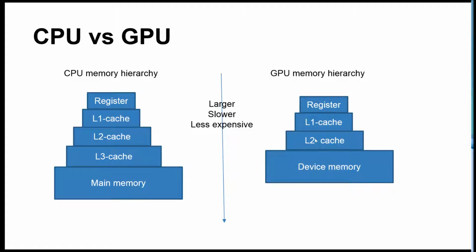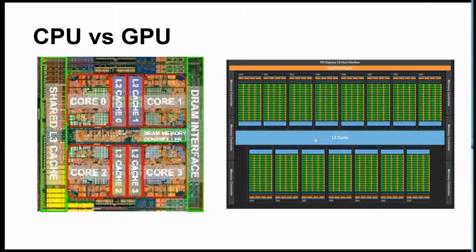We are very familiar with the memory hierarchy of CPU. A CPU has registers on the top, and then 3 levels of caches, and then main memory at the bottom. As we move down from the top to the bottom, each level of memory is getting larger, slower, and less expensive. A GPU has a very similar memory hierarchy, but it has only 2 levels of caches.